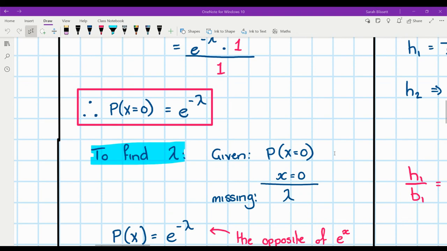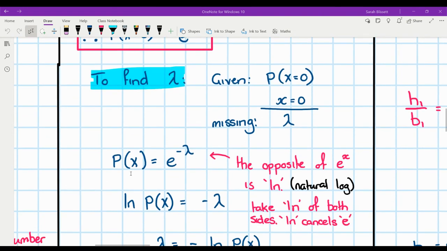So we're actually only ever going to be finding the average over the interval. So we get given the probability at x equals 0. We know that x equals 0, and therefore the missing value is lambda. The probability of x being e to the negative lambda means that we always need to bring down the power, to solve the power.